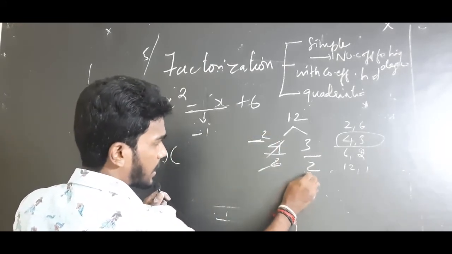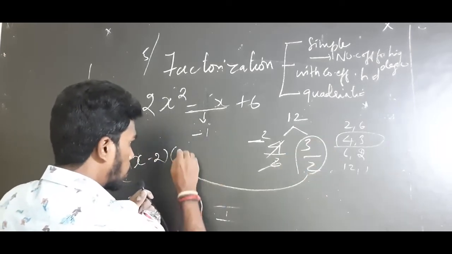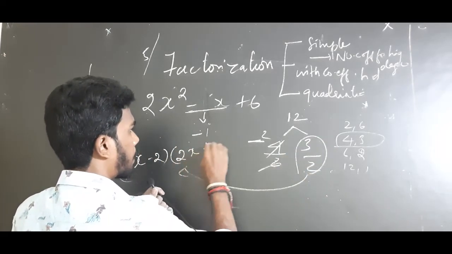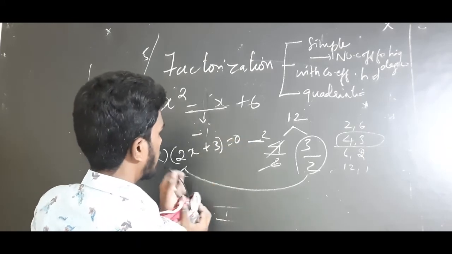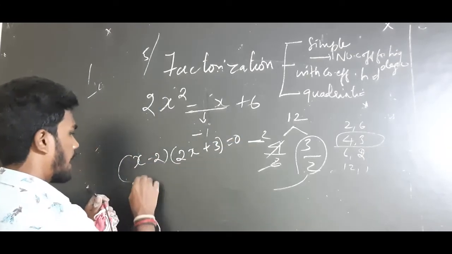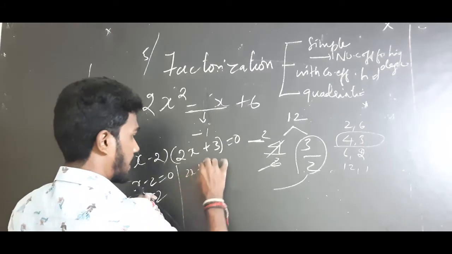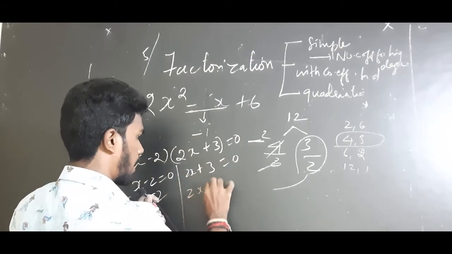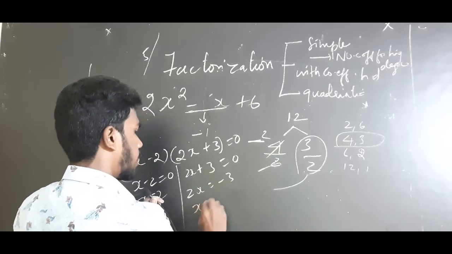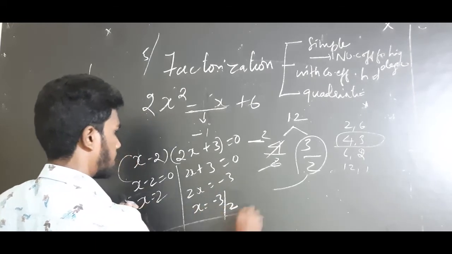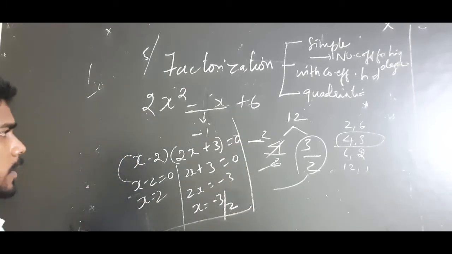How we will be expressing this kind of thing is like this: 2x minus 2 should be written first, then 2x plus 3, that's equated to 0. So equating to 0, x minus 2 will be equal to 0, so x will be equal to 2. 2x plus 3 equal to 0, so 2x will be equal to minus 3. x will be equal to minus 3 divided by 2. This is how we will be expressing.